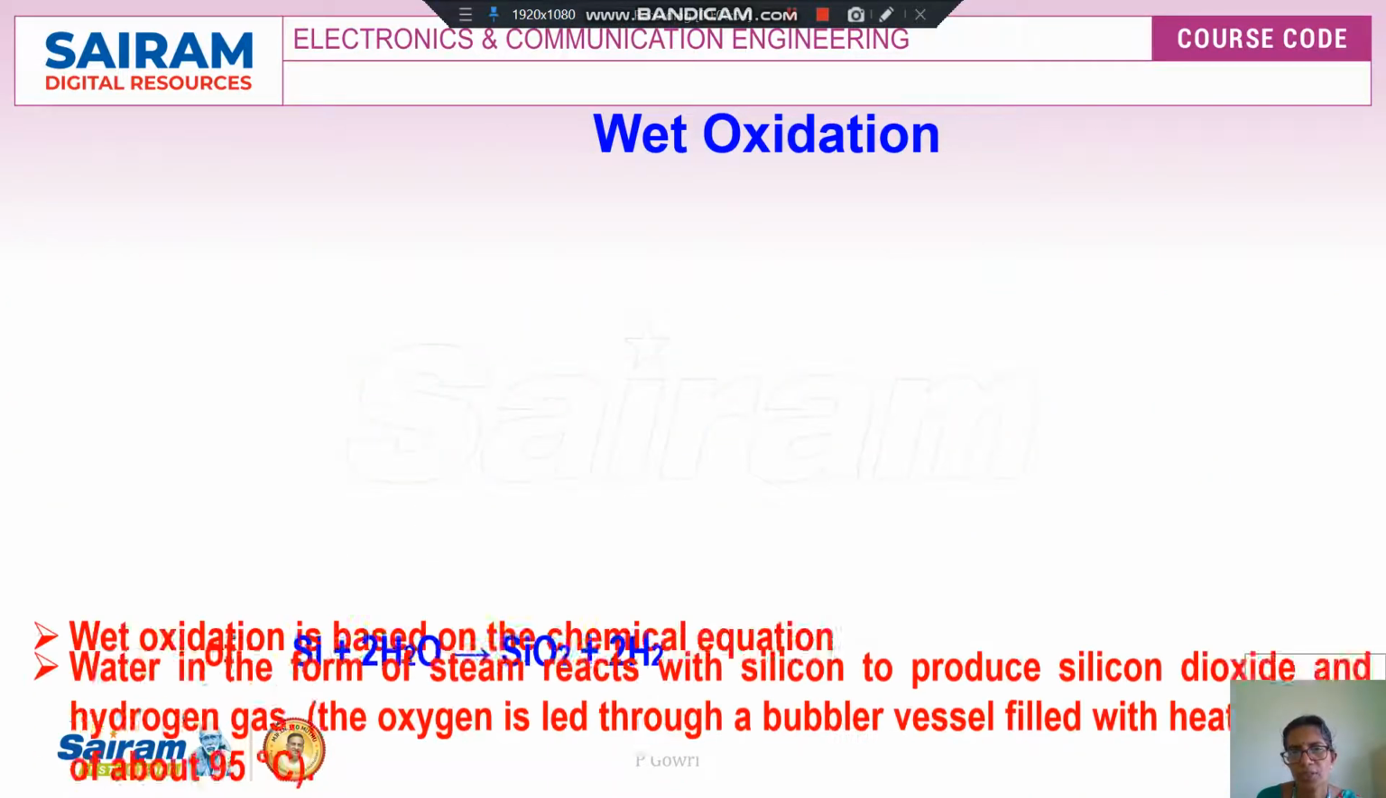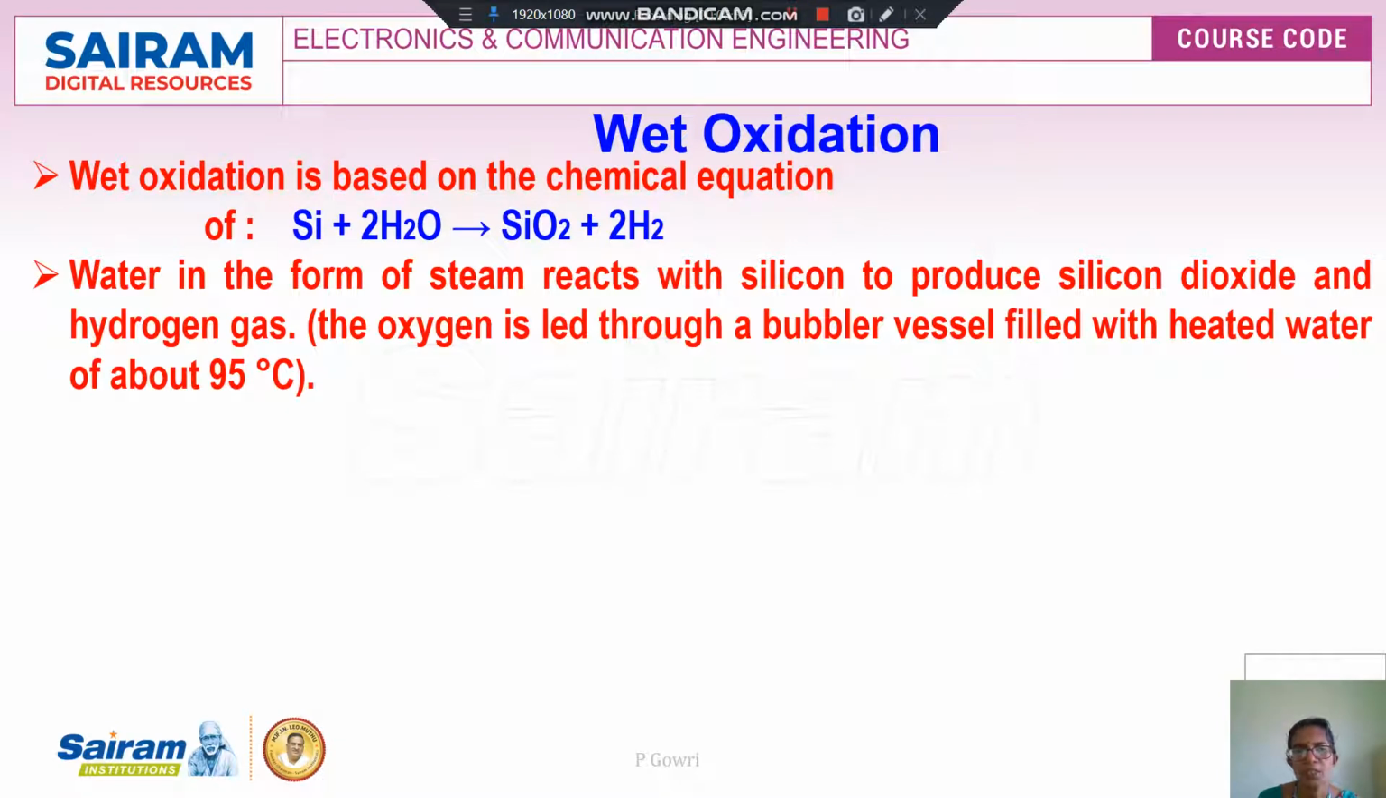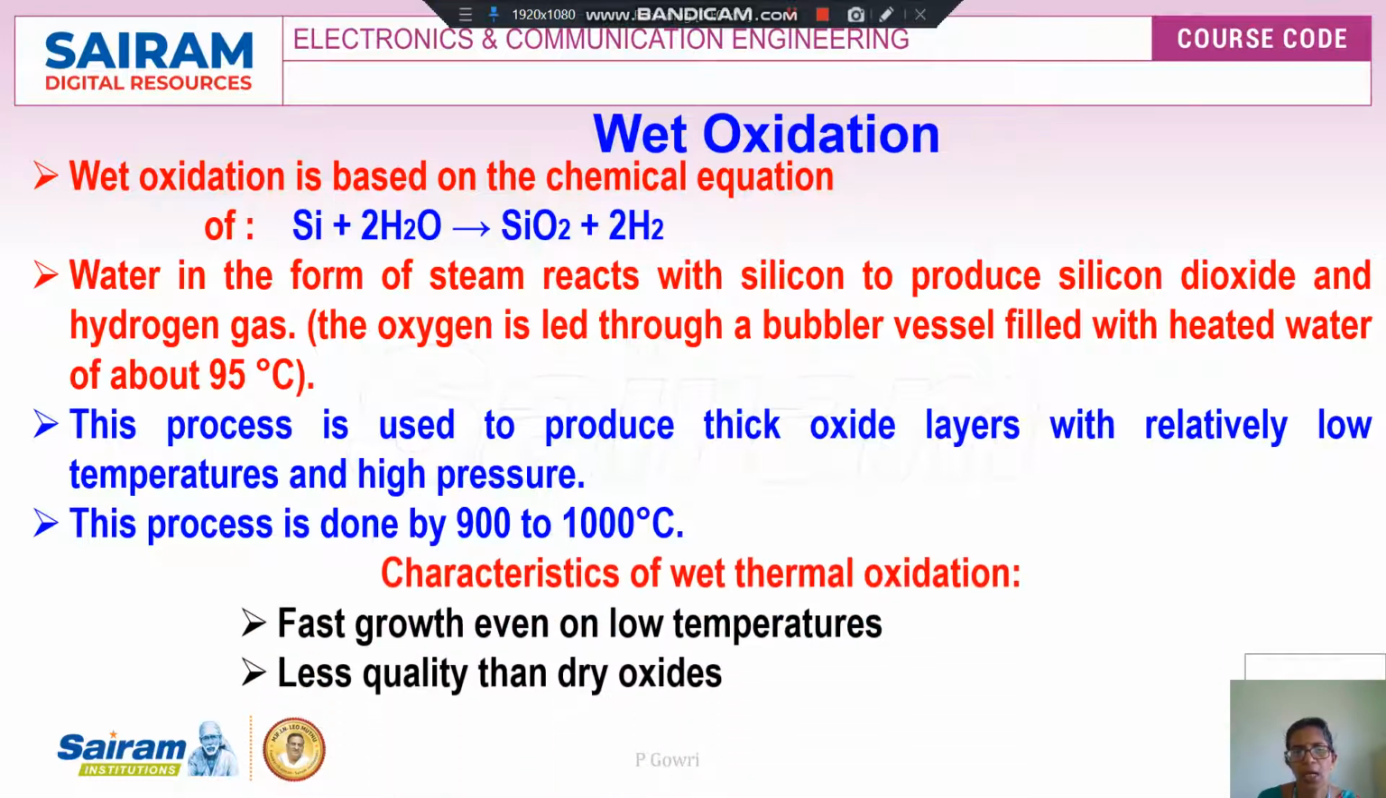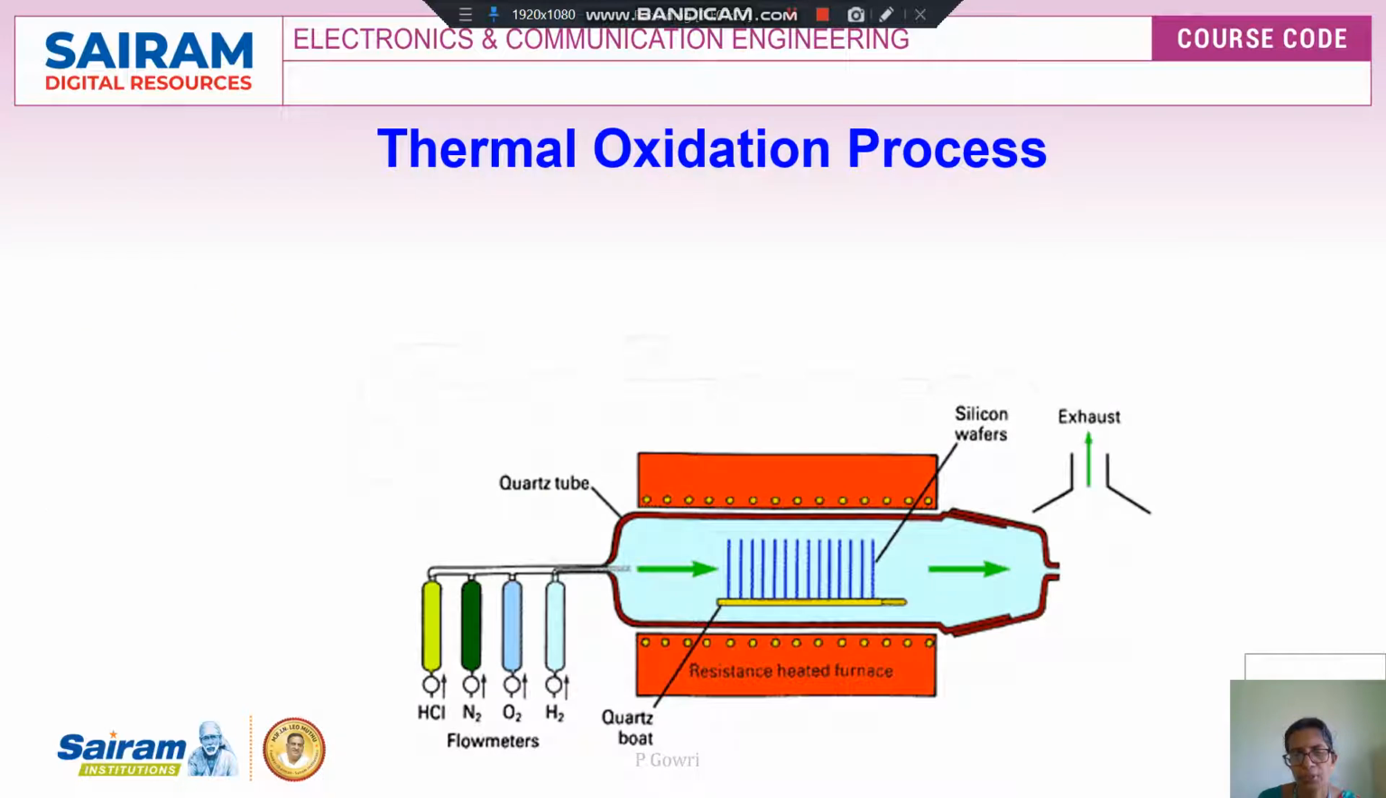So wet oxidation is the same process in which steam is used instead of oxygen gas. So here the water in the form of steam reacts with silicon to produce silicon dioxide and hydrogen gas. The process is used to produce thick oxide layers with relatively low temperature and high pressure. The normal temperature used for this process is 900 to 1000 degrees Celsius. So this thermal oxidation will result in fast growth even at low temperature, and the quality of the oxide will be less when compared to that of the dry oxide.